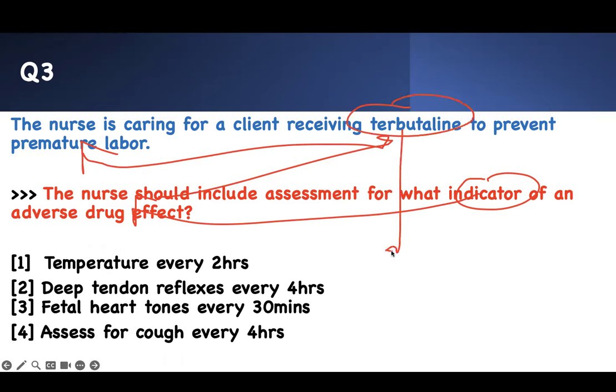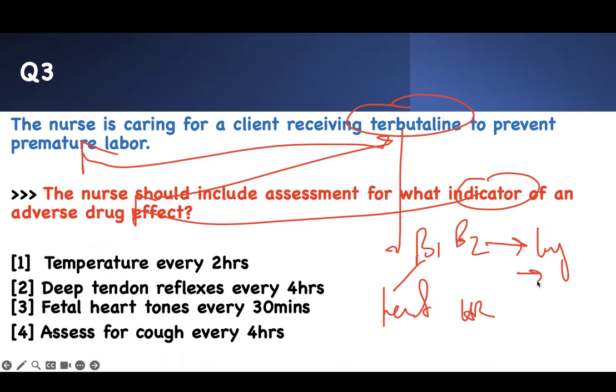What is terbutaline? I ask myself. Terbutaline is what? It's a beta 2 and beta 1 agonist. That means it's going to affect your lung, that's beta 2, and beta 1, that's your heart. Its major side effect is going to increase your heart rate. Beta 2 is going to cause pulmonary capillary dilation and bronchodilation. It allows more fluid in your lung. Major side effects are pulmonary edema and cardiac arrhythmia. And so those are the 2 things.